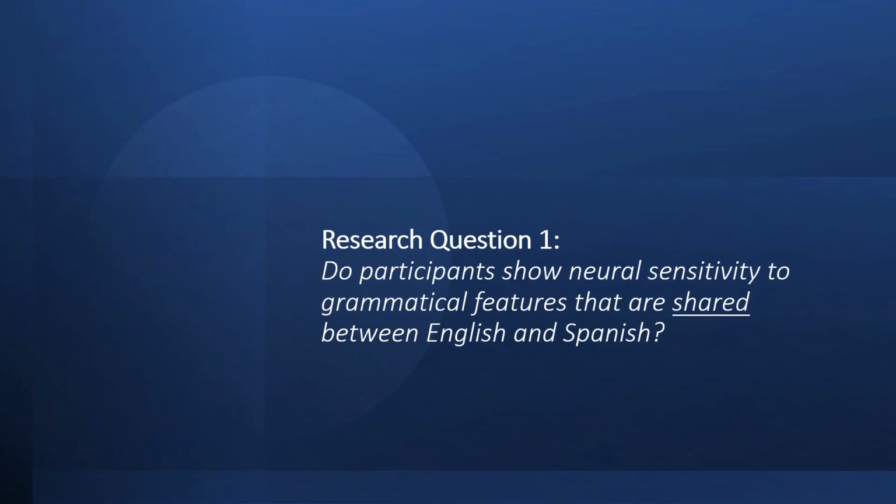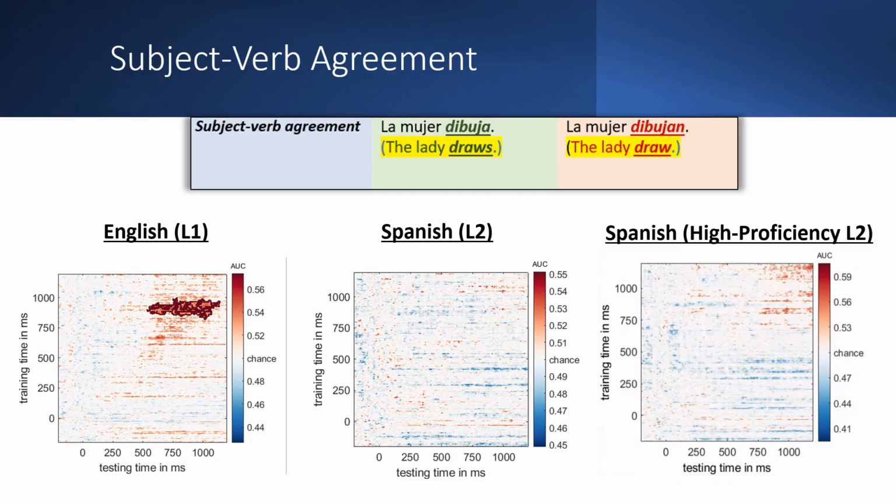Now onto my results. As a reminder, my first research question asked, do participants show neural sensitivity to grammatical features that are shared between English and Spanish? Starting off with subject-verb agreement, we see in the plot to the left our participants' native responses to this condition. In the plot in the middle, we see that the overall cohort of participants did not show significantly above chance decoding in Spanish. And in the plot to the right, we see that the high proficiency speakers showed splotches of high accuracy decoding starting at around 750 milliseconds, but this did not survive correction for multiple comparisons.